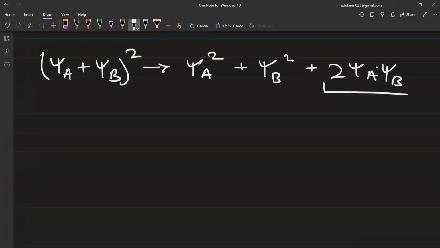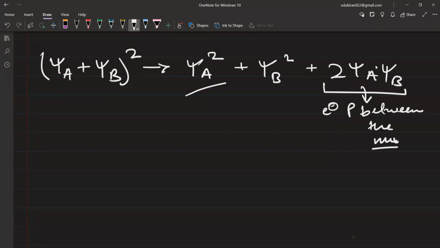Now this plus 2 psi A psi B is going to be the electrons' probability between the nucleus. Psi square A we already knew would be there because we are squaring it. Psi square B we also knew it is going to happen. But this another term, 2 psi A psi B, in which we are having one of the atomic orbitals from A and another atomic orbital from B, is the part where the bonding happens.